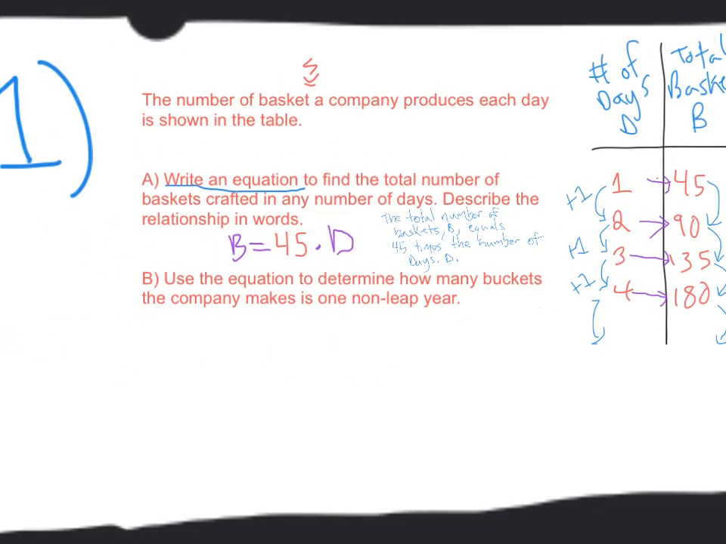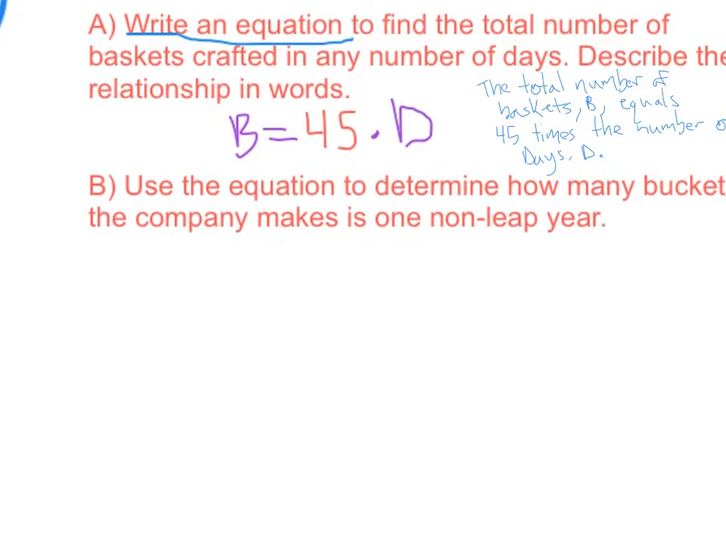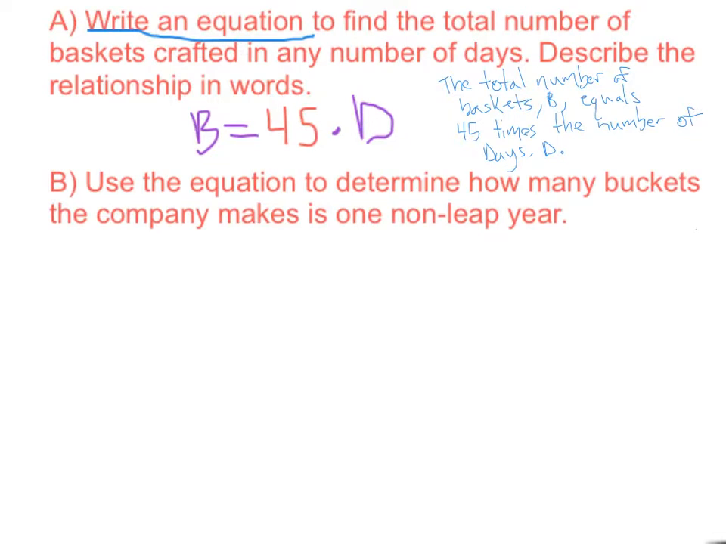Alright, so now let's go down to the last part. Use the equation to determine how many buckets the company makes in one non-leap year. One non-leap year, use the equation. This is all important information. Really quickly, in one non-leap year, we know that there are 365 days. Okay, so that's obviously going to be my D, 365 days, or 365D. So let's go ahead and use our equation from part A.